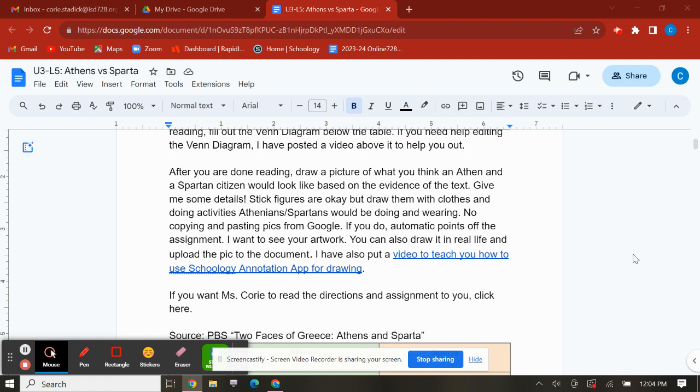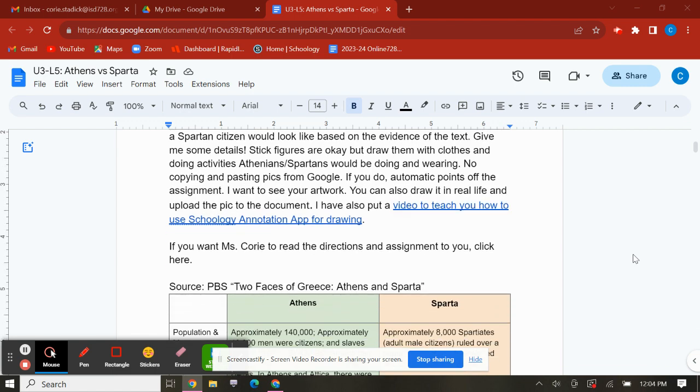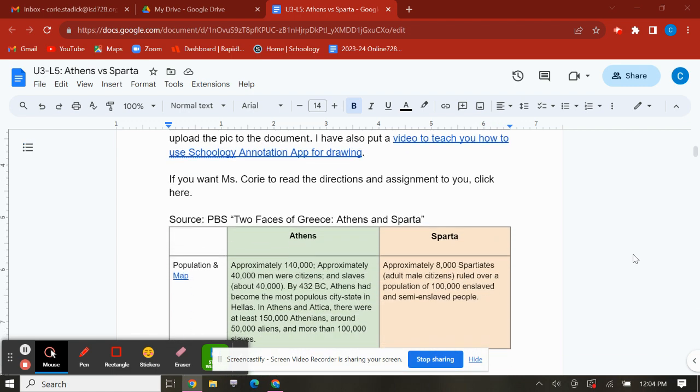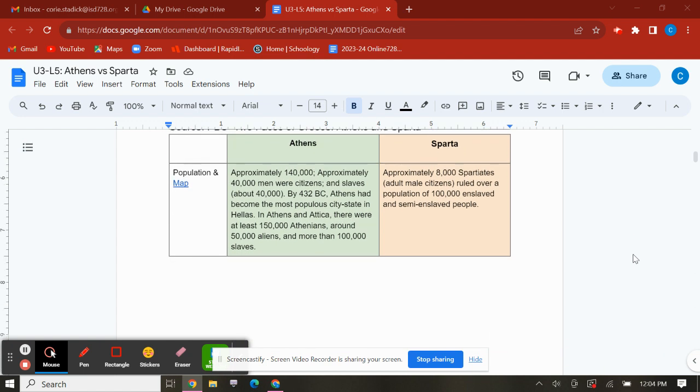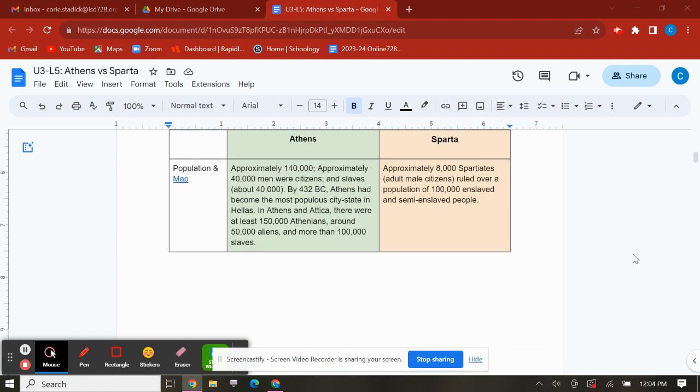You can also draw it in real life and upload the pic to the document. I have also put a video to teach you how to use the Schoology annotation app for drawing. And you can click the link for me to read this to you. So let's get started. First subject, population and map.